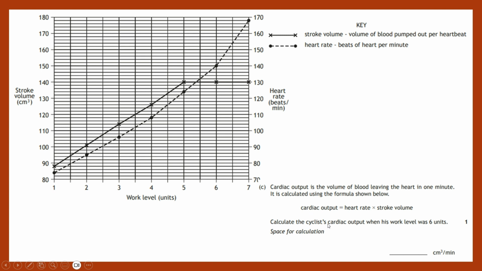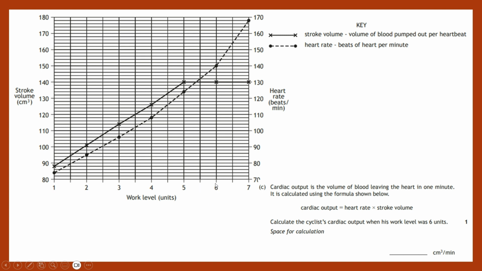And you need to calculate the cyclist cardiac output when his work level is 6 units. Note as well that the unit you're asked for is centimetres cubed per minute, so there'll be no conversion required in this version of calculation. So do always check the unit you're asked for. Okay. So we know we need to get the heart rate and the stroke volume from the graph.